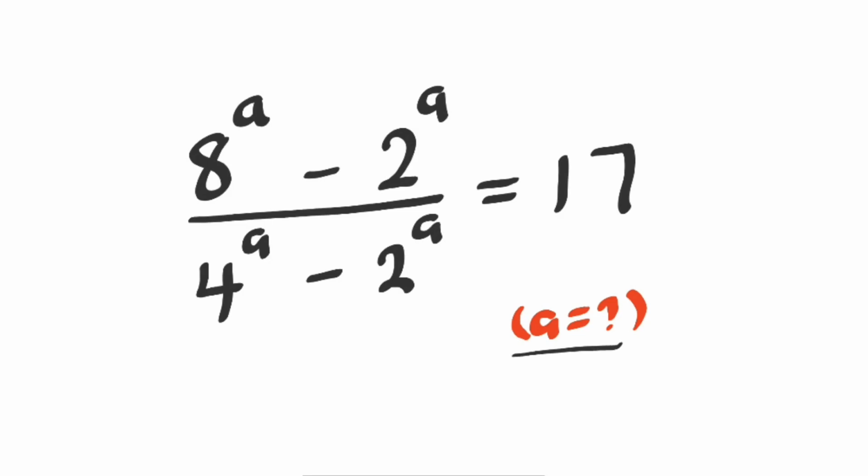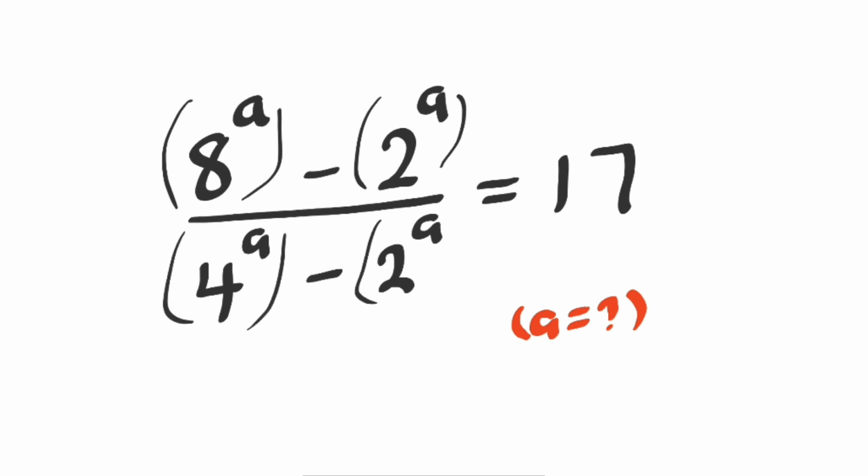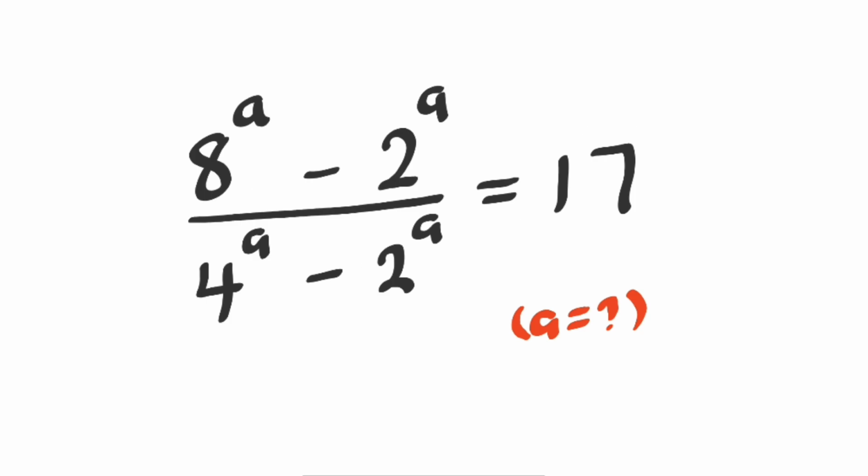Let us solve for a. Given (8^a − 2^a) / (4^a − 2^a) = 17. Solution.